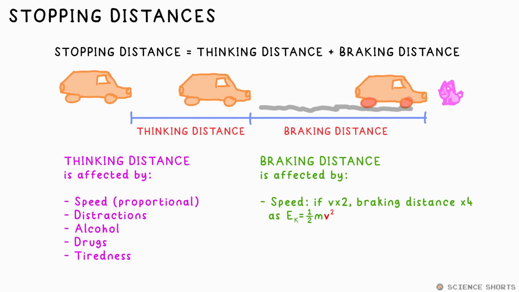Other factors that affect thinking distance are distractions, alcohol, drugs, whereas braking distance can be affected by the condition of your brakes, the tires, the roads, the weather, etc.